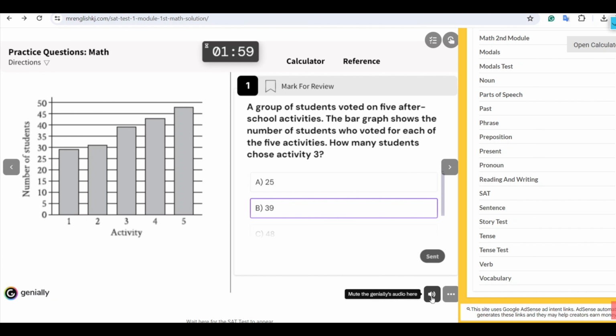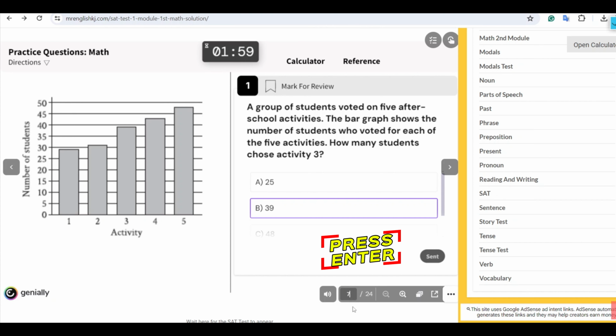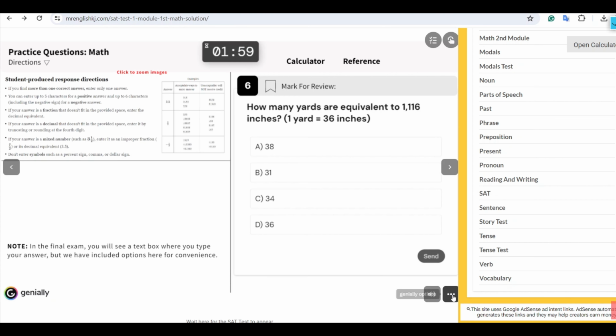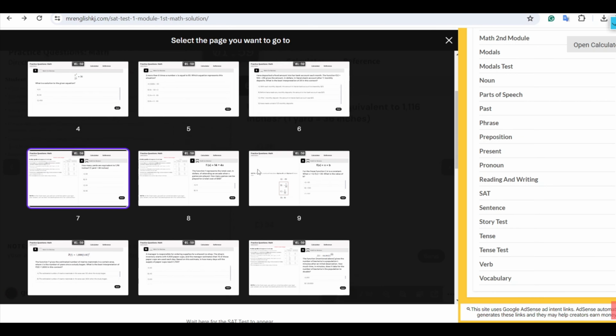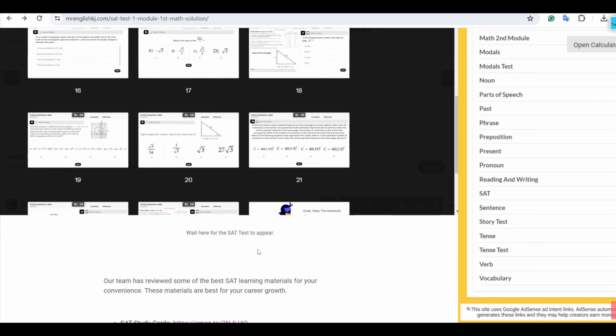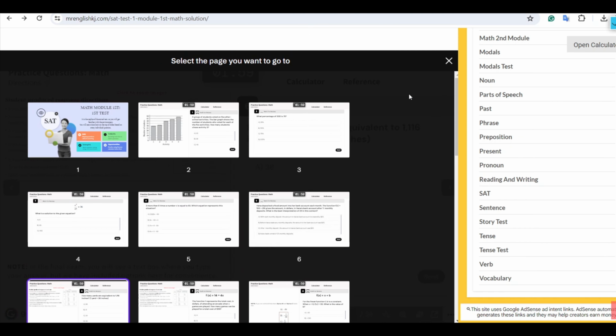Another thing I would like to tell you is, if you want to mute it, you can mute it, unmute it. It's up to you. The three dots, that is called ellipses. If you click on here, you can see that you are on the second page right now. If you select the sixth or seventh page, it will take you to the seventh page. One more thing, if you click here, it will show you all the pages together. You can go to any page and attempt any question if you like. Same thing will happen in your real SAT exam also.